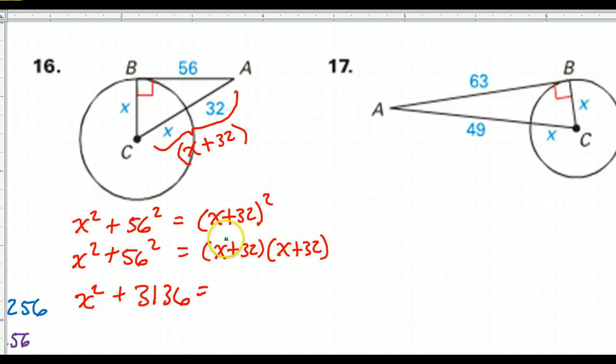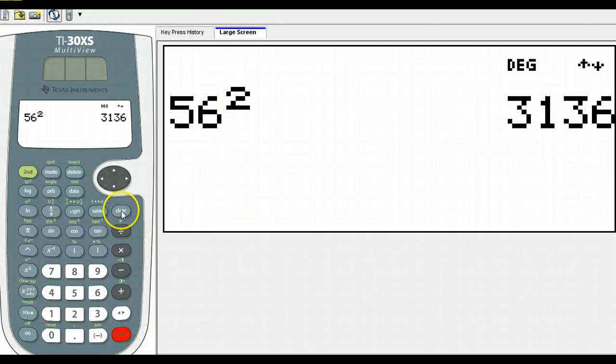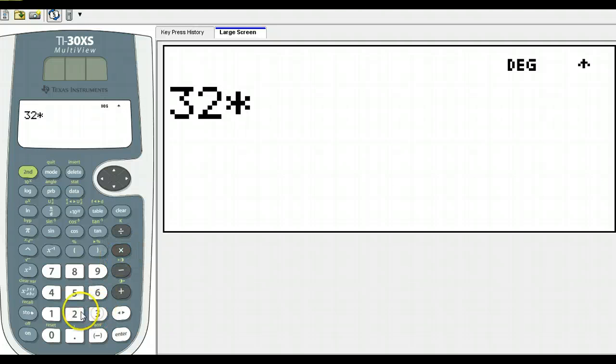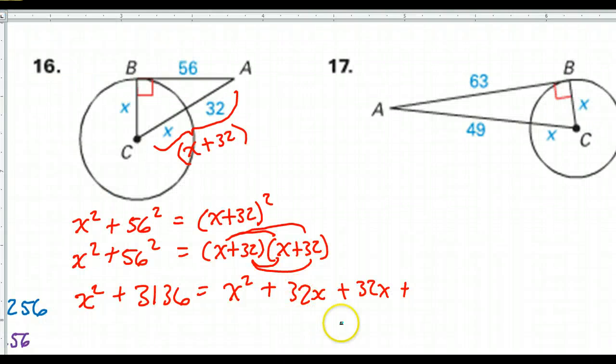Equals. And again, I'm going to do this distributive property, FOIL, whatever you want to call it. But that's going to give me x squared plus 32x. I'm going to do it again with the 32. And that's going to give me 32x plus, and then 32 times 32. I could have just put 32 squared. Is 1024. Did I just do that before? The number looks familiar.